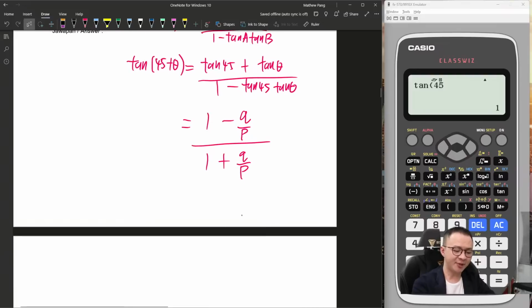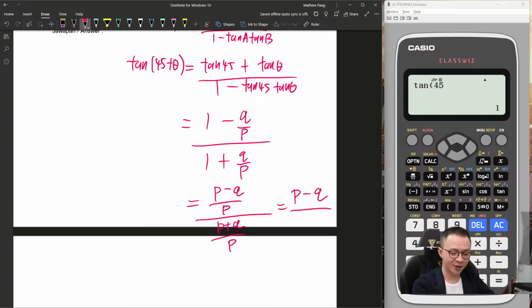Okay, I can make the same denominator first. This one is P minus Q over P, over this one, P plus Q over P. So if I simplify, this should be P minus Q over P plus Q. Remember, the question says they want it in terms of P only. They don't want anything about Q.